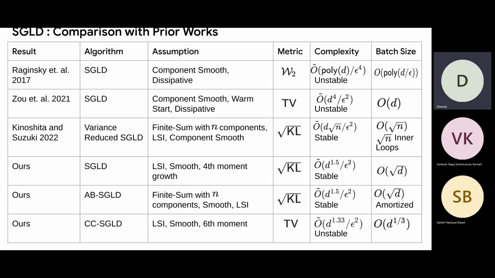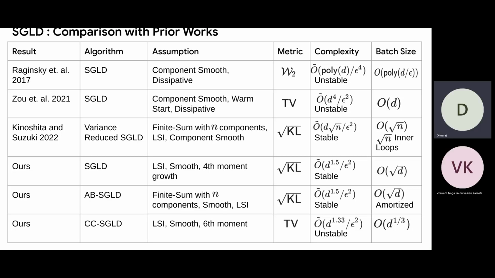Our analysis for SGLD shows that we have the best of the assumptions, that is LSI and smoothness but not component smoothness, and we just have fourth moment growth, which can also be removed by using adaptive batch sizes. We show that we can do this in d to the 1.5 over epsilon squared, and a batch size of square root d is sufficient. Moreover, our bounds are stable.